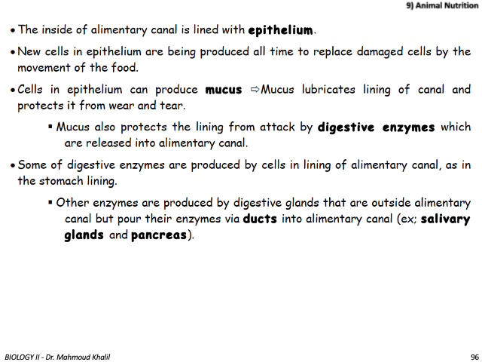Some of the digestive enzymes are produced by cells in the lining of the alimentary canal, as in the stomach lining. Other enzymes are produced by digestive glands that are outside the alimentary canal but pour their enzymes via ducts into the alimentary canal, like of course the salivary gland and the pancreas.